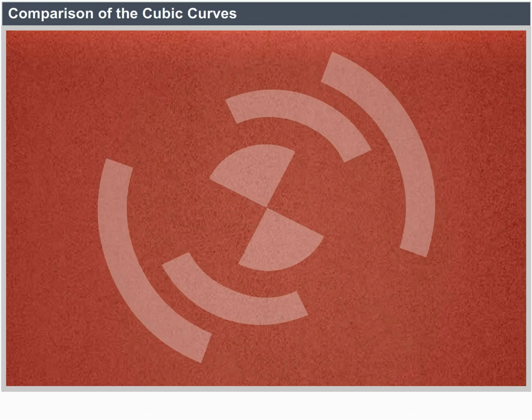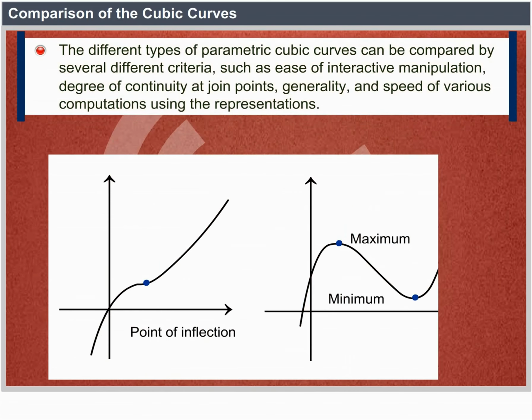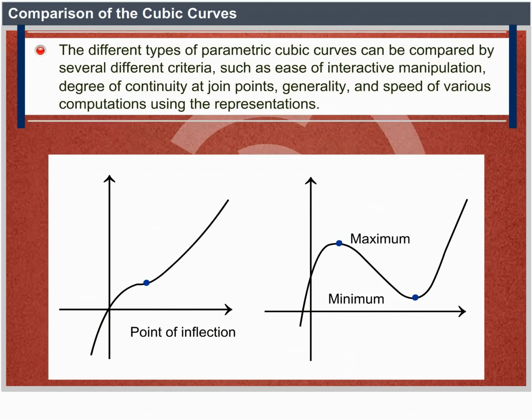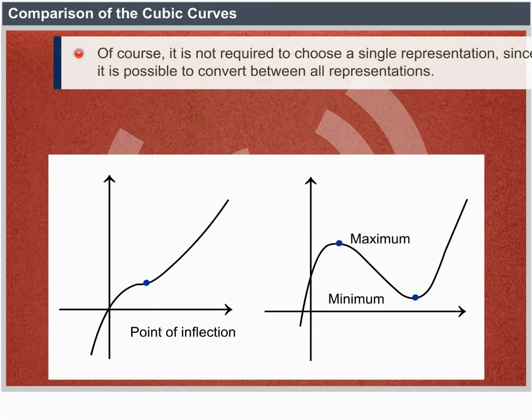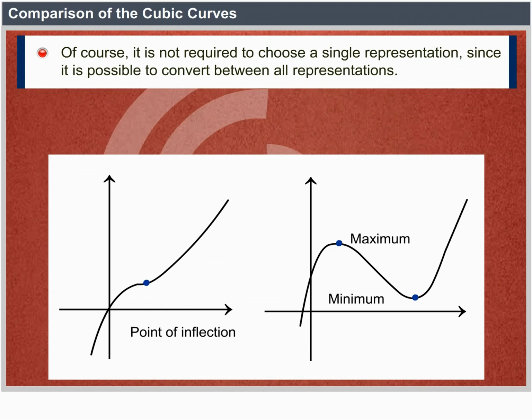Comparison of the cubic curves. The different types of parametric cubic curves can be compared by several different criteria, such as ease of interactive manipulation, degree of continuity at joint points, generality, and speed of various computations using the representations. Of course, it is not necessary to choose a single representation since it is possible to convert between all representations.